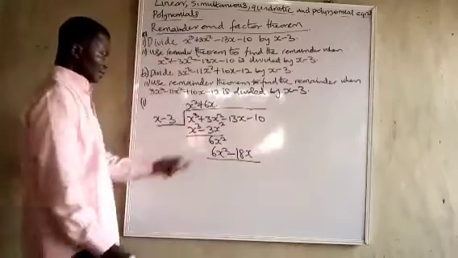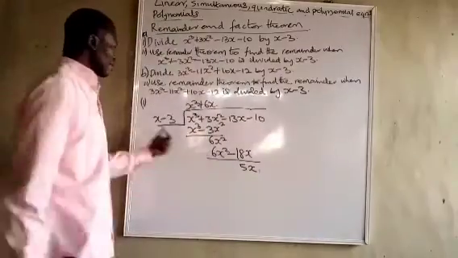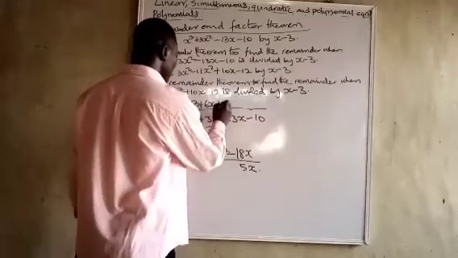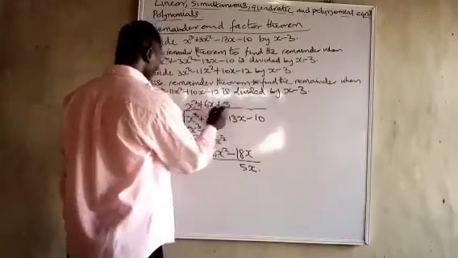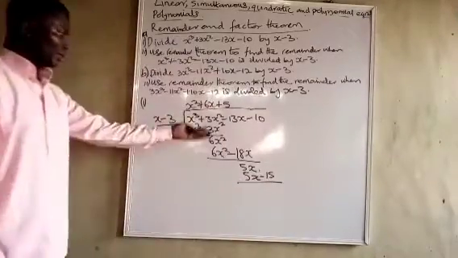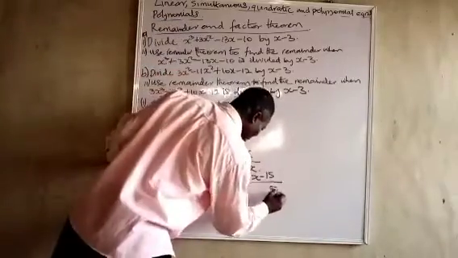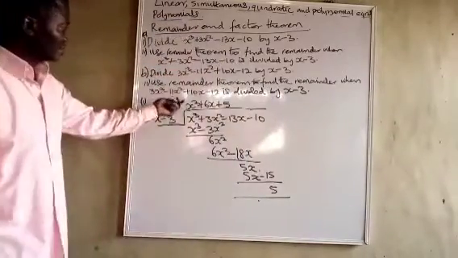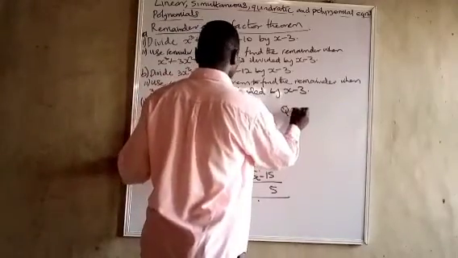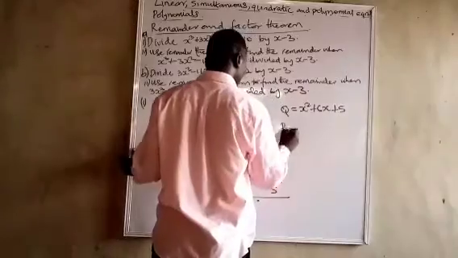So 6 from 6, 0. Minus 13 minus 18, that's 5x. So 5x divided by x is 5. 5 times x, 5x. 5 times minus 3, minus 15. So we can carry out the operation like this: 5x minus 5x, 0; minus 10 minus minus 15, that is 5. So we can see our g of x, our quotient, is x squared plus 6x plus 5. The remainder is equal to 5.